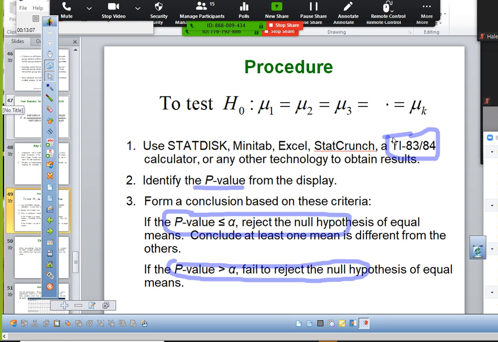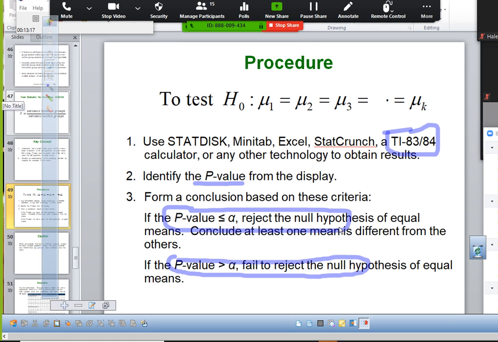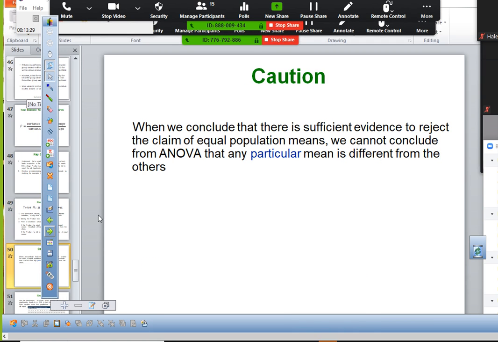And then we're going to use TI-83/84s to find the p-value from the display, and then if the p-value is less than or equal to alpha, reject the null hypothesis. It's unusual. If the p-value is larger than alpha, then it's not unusual. You do not reject the null hypothesis. Okay, so fairly straightforward there, hopefully. And then please note that all we can say is one of them differs, not which one differs. You can't say which particular one, just that one of them differs.